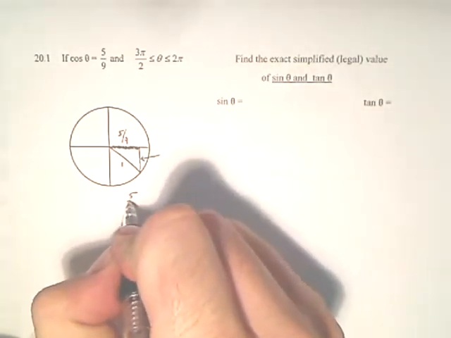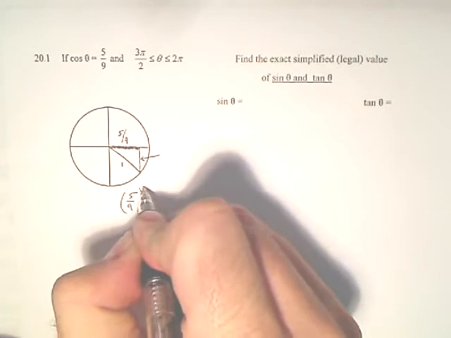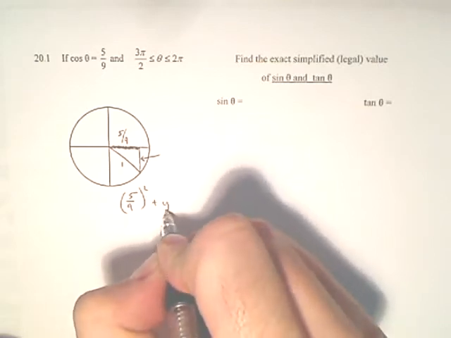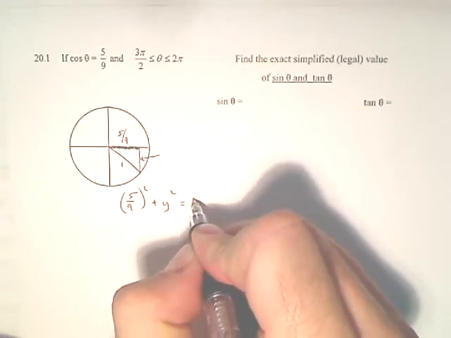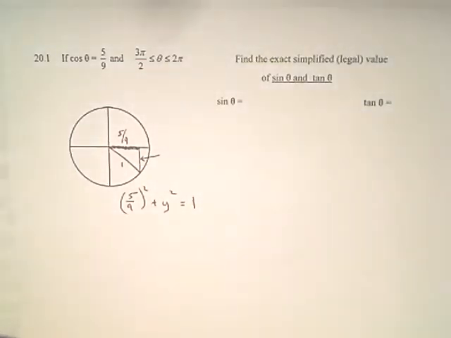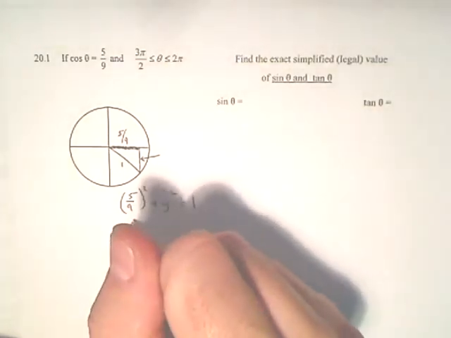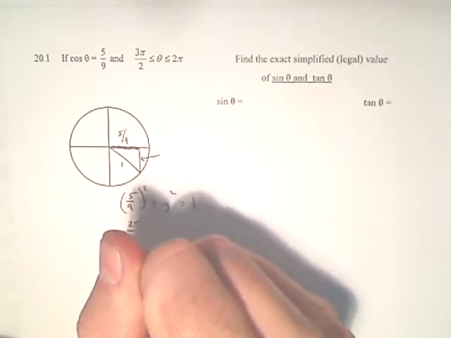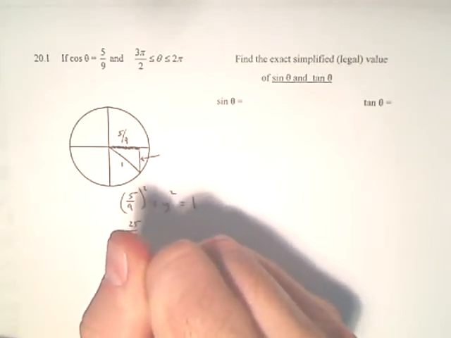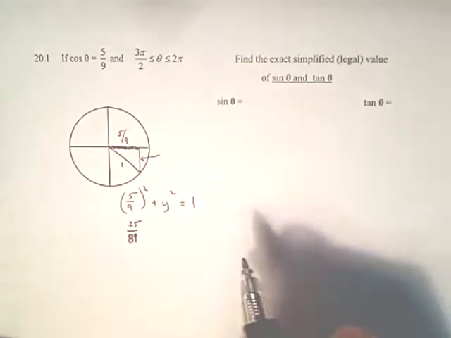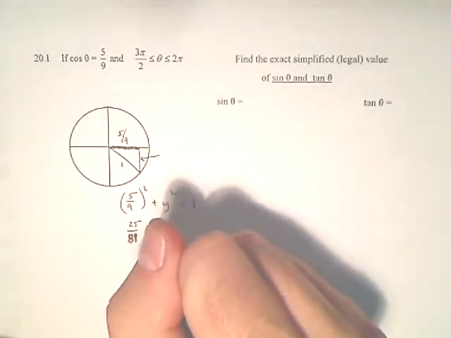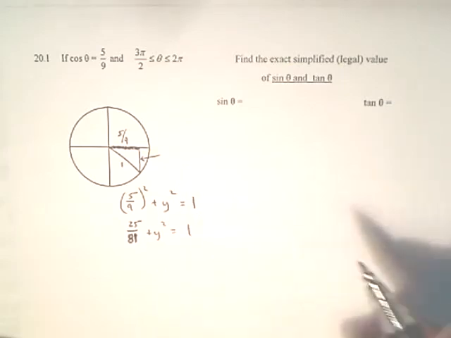So, starting with 5/9, square it, added to the missing side, which I'll call y, is equal to 1 squared. Now I'm just going to write 1. 5/9 squared is 25/81s. Sorry, I was looking at a 7. Plus y squared is equal to 1.